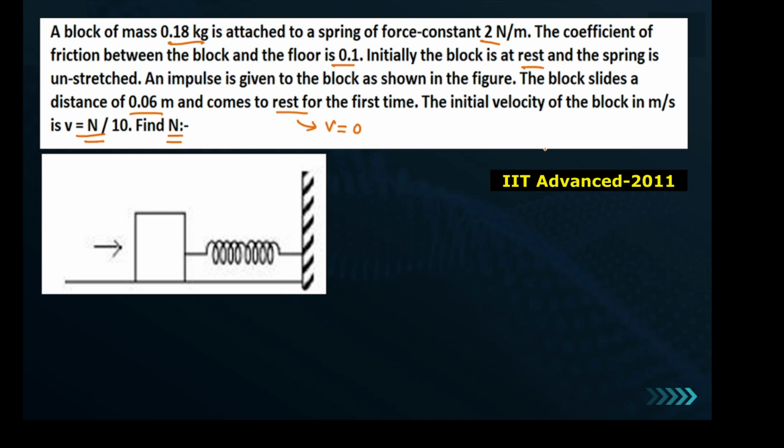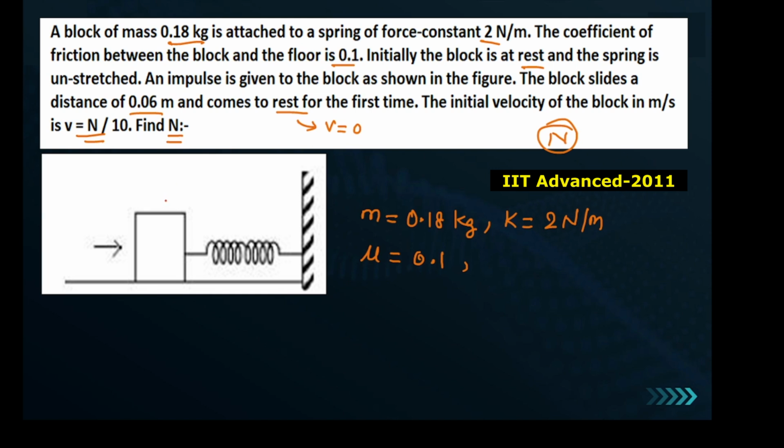We have to find the value of n, and here we are given the mass of the block, that is 0.18 kg. Second, we have the spring constant, that is 2 Newton per meter, and the coefficient of friction is 0.01. Now this question is from IIT Advanced and it was asked in 2011.